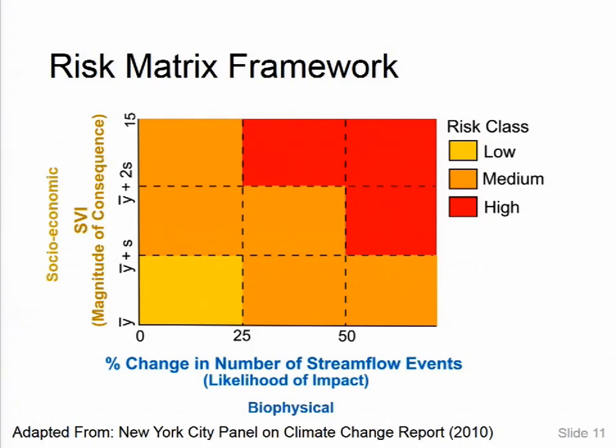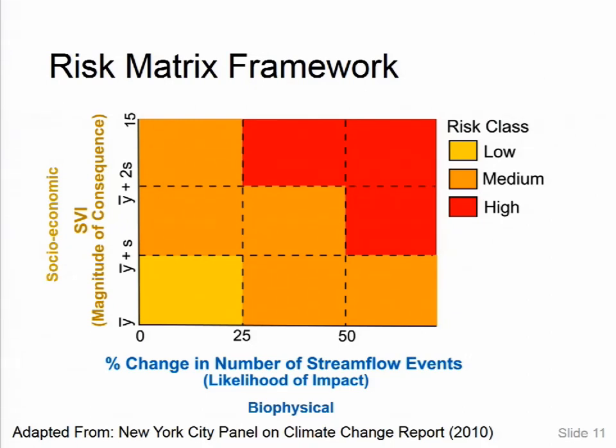And then the risk matrix to explain how we've basically combined both that socioeconomic data and the hydrology data. This is the framework that we used. And so you can see, let me step back a little bit. This framework was first used in a New York City panel on climate change report.